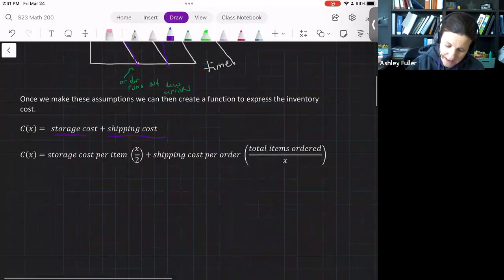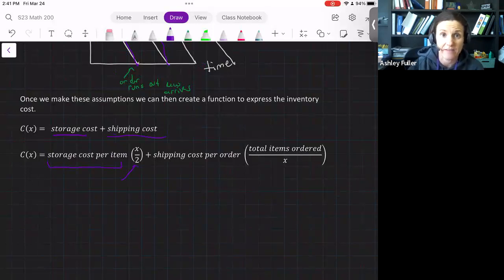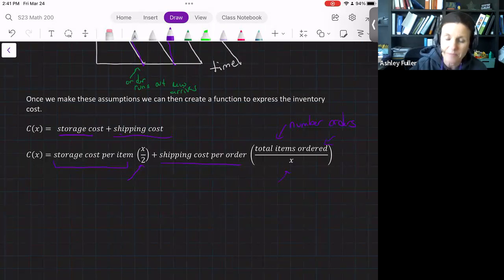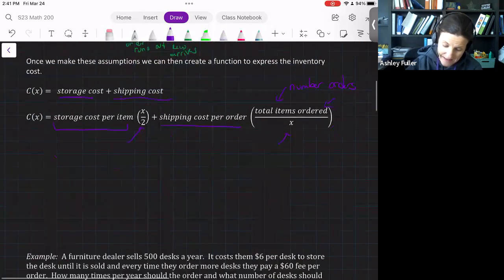To make these calculations now, the storage cost is going to be the storage cost per item times the average inventory, because that's the average of what we have at any given moment. And then our shipping cost is the cost per order times the number of orders that we make. And we calculate the number of orders by taking the total number of items that we order and dividing by the number of items that we order each time, or the lot size.